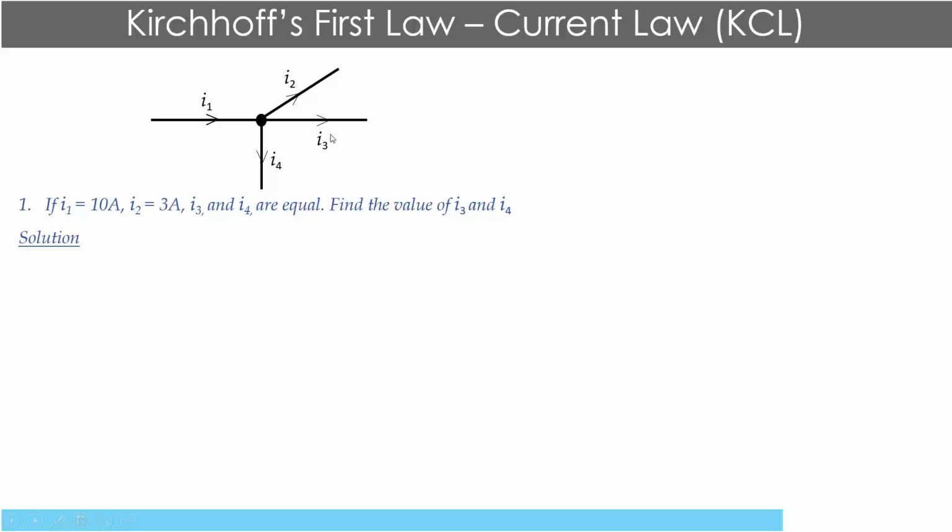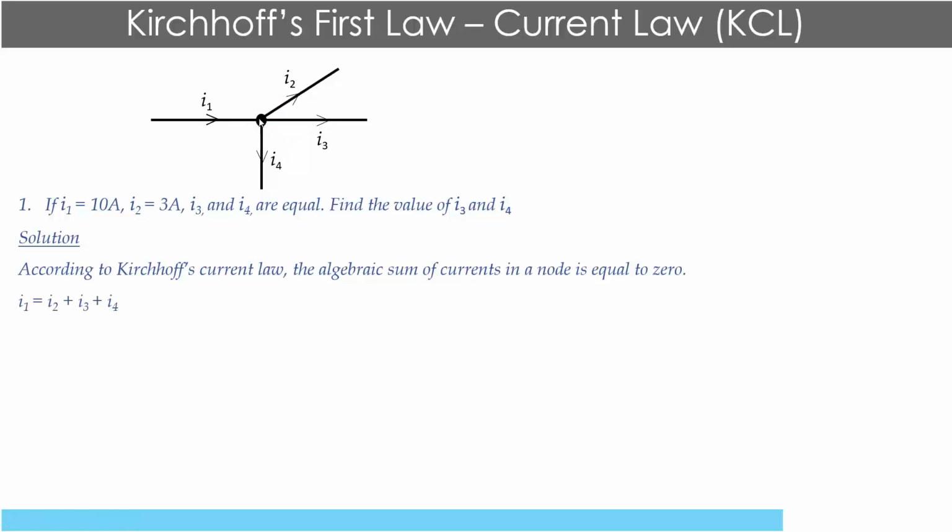So the solution, we say that according to Kirchhoff's current law, the algebraic sum of currents in a node is equal to 0, which means that as we see, I1 entering this node, and then I2 going out, I3 going out, I4 also going out, means that I1, which is entering, is equal to the sum of I2, I3 and I4.